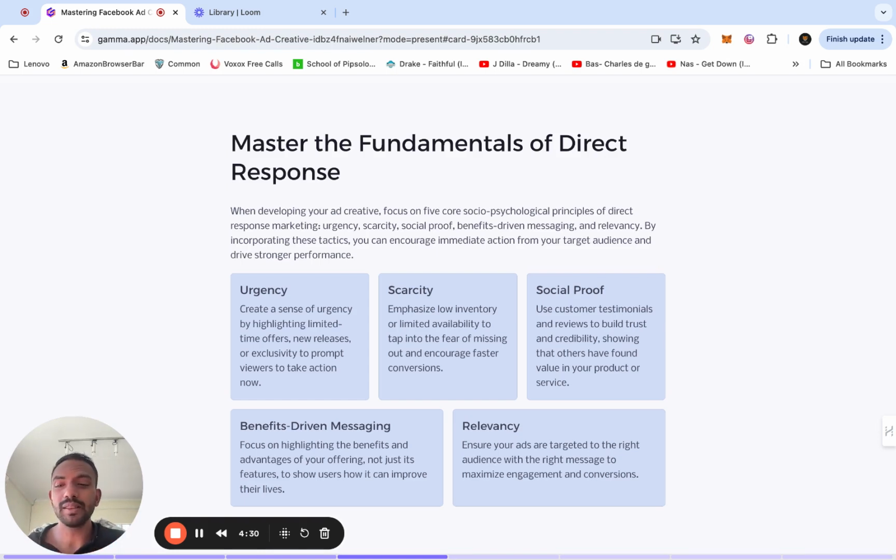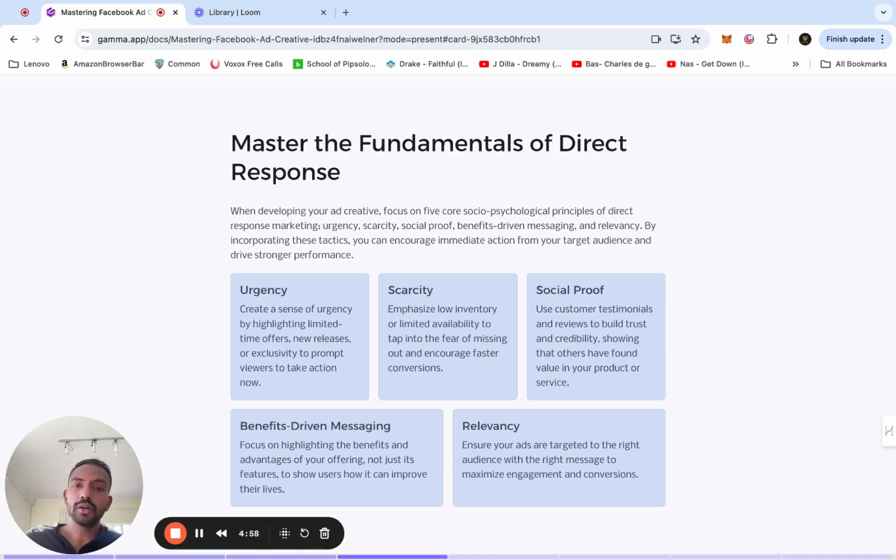Number four, benefits driven messaging. So focus on highlighting the benefits and advantages of your product, not just the features. People don't really care about the features at the end of the day. What they want to know is, how does this benefit my life? So focus on that in your marketing messaging. And lastly, it's going to be relevancy. So making sure that you're targeting the right audience with the right message to maximize your engagement and your conversions. And this is why constant iteration and constant refining of your ad strategy is crucial.